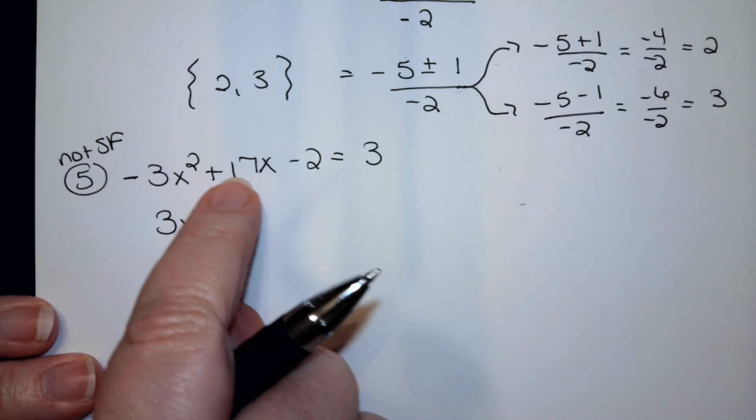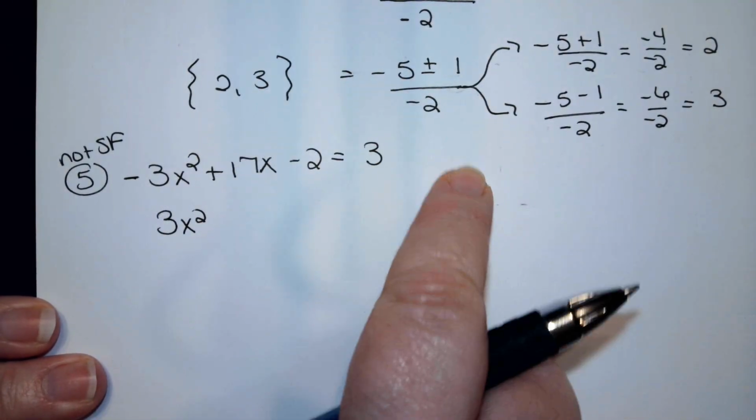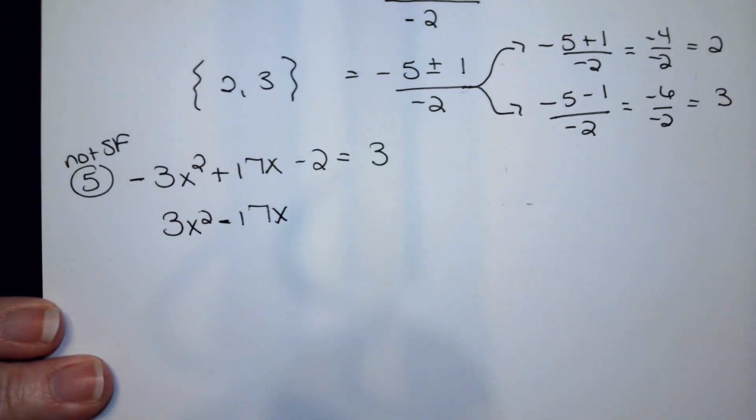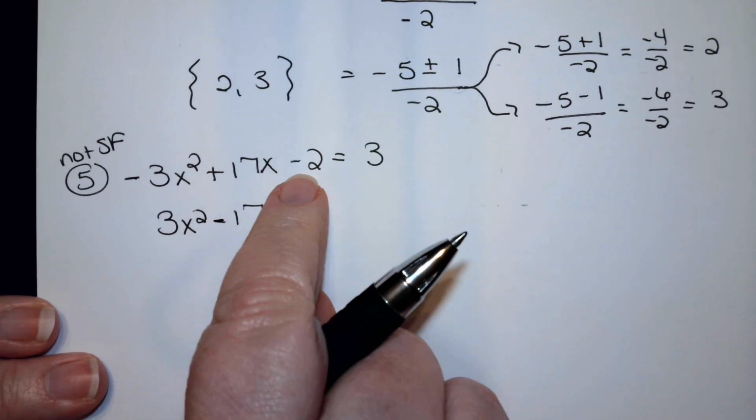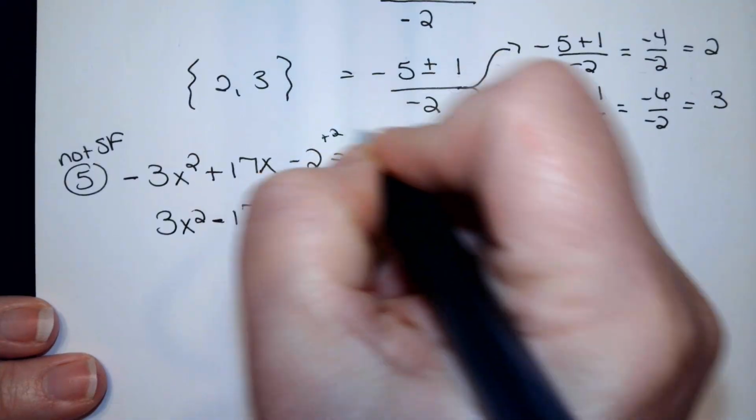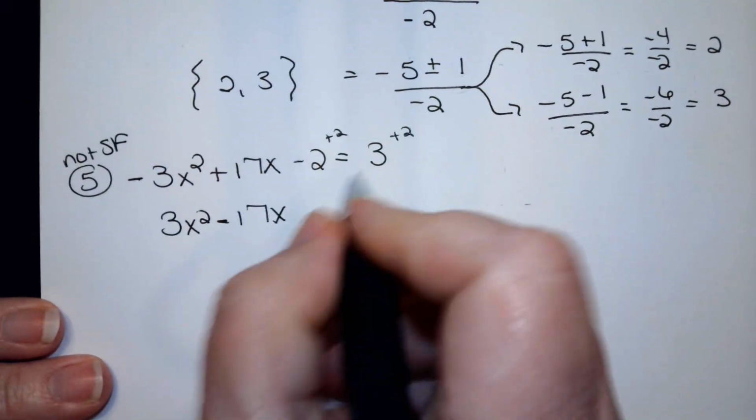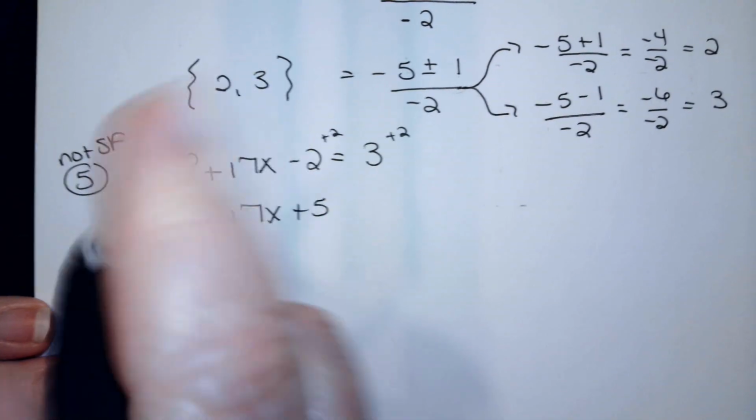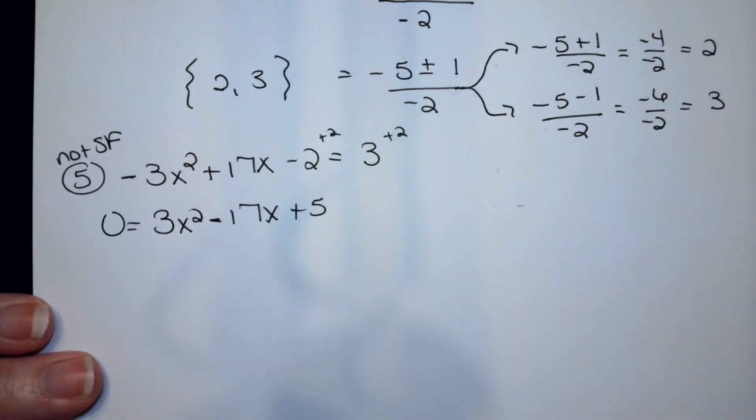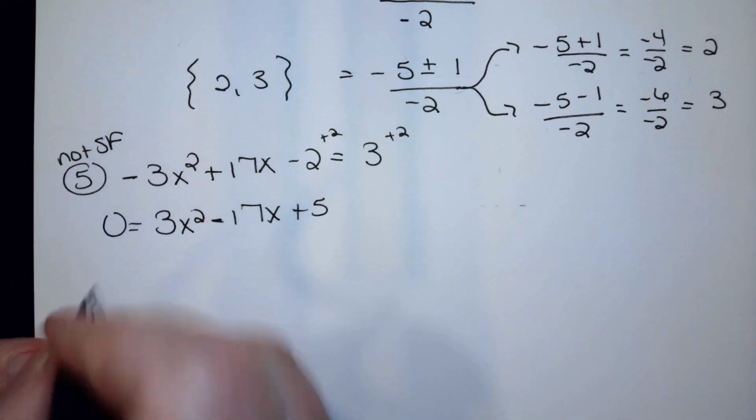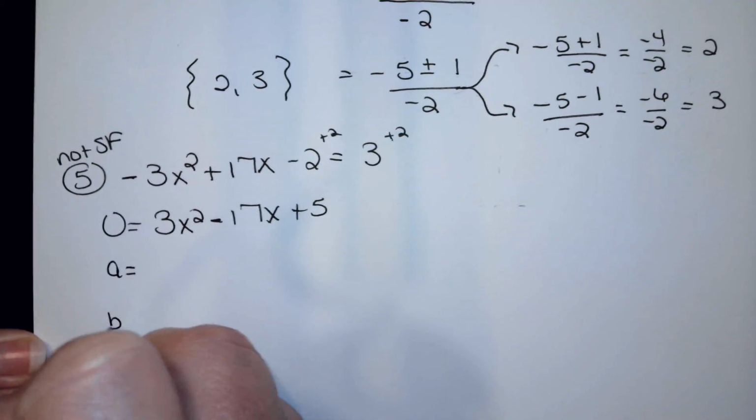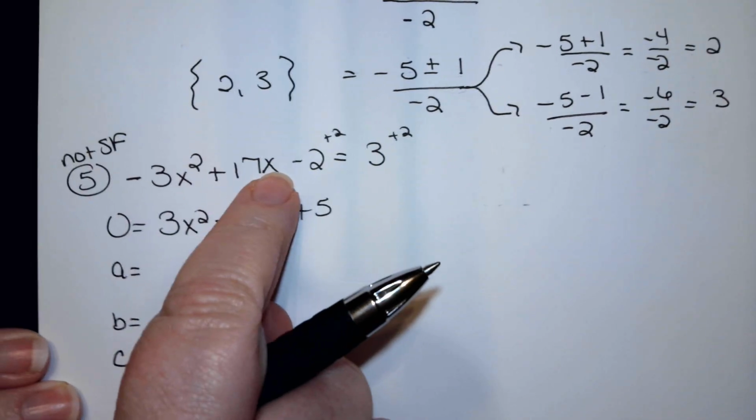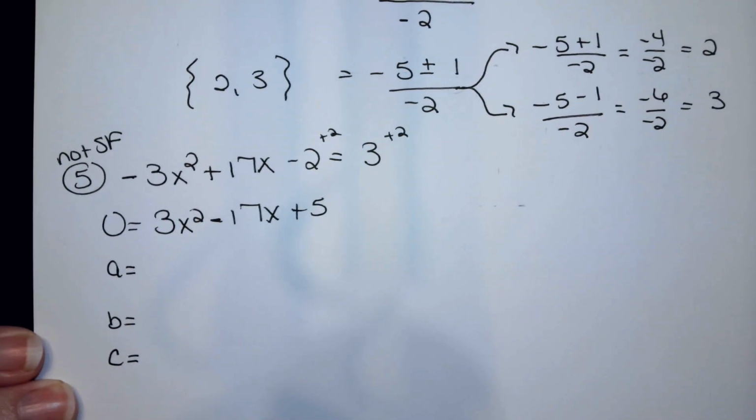For 17x, on the left side it's positive, but when I move it to the right side, it's going to become negative. So I have negative 17x. And then right here, the opposite of subtracting 2 would be adding 2. So when I add 2, I get a positive 5. And then nothing's left over here because I've moved it over there, so it's equal to 0. So now we can pick out our A, B, and C. Now if you just moved the 3 over here and got minus 5, you'll end up with the exact same answer.